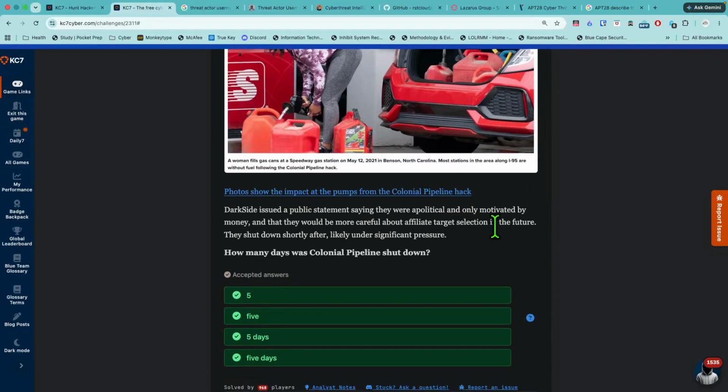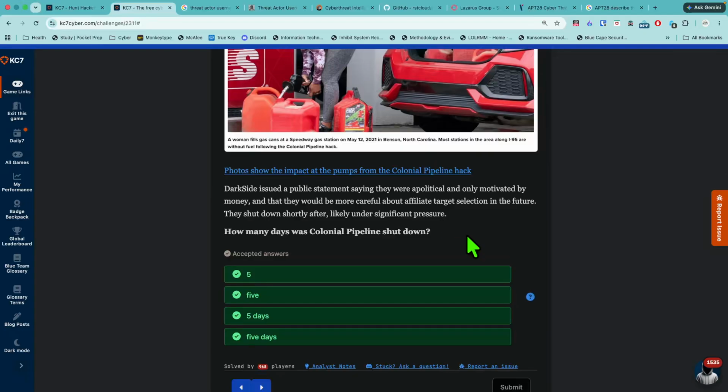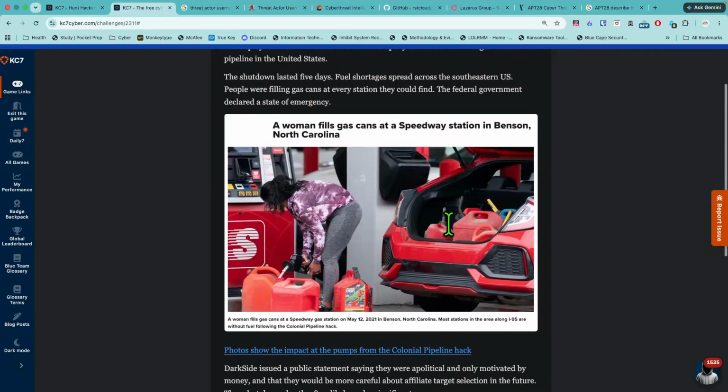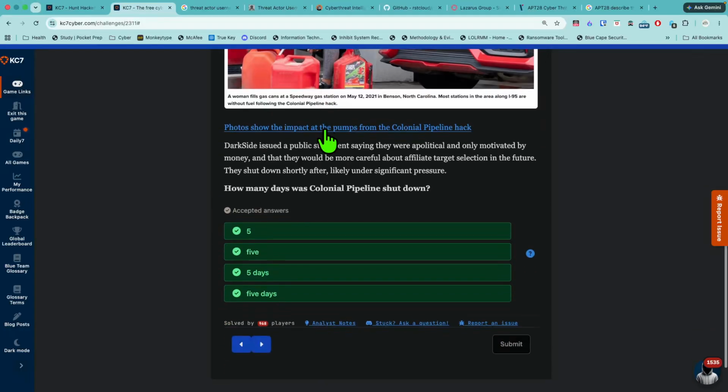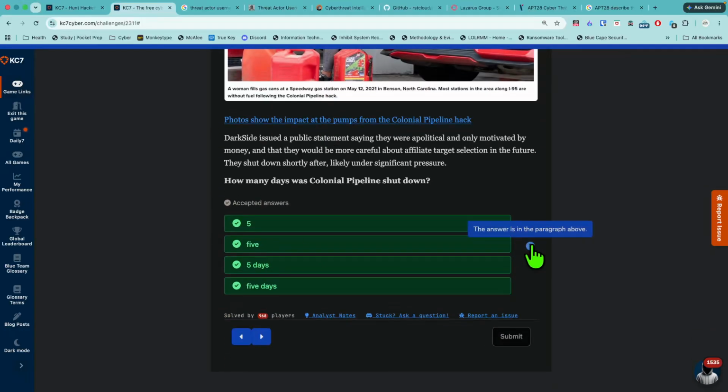DarkSide issued a public statement saying they were apolitical and only motivated by money, and that they would be more careful about affiliate target selection in the future. They shut down shortly after, likely under significant pressure. So how many days was Colonial Pipeline shut down? You have the answer. The shutdown lasted 5 days. 5. Awesome. The answer is in the paragraph above.